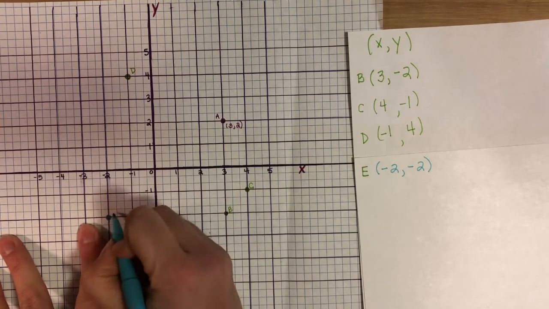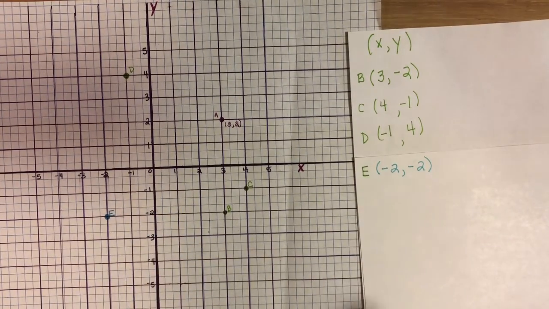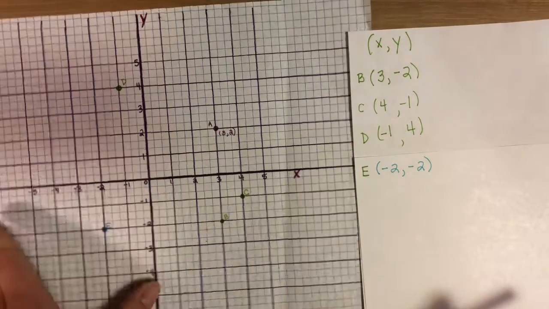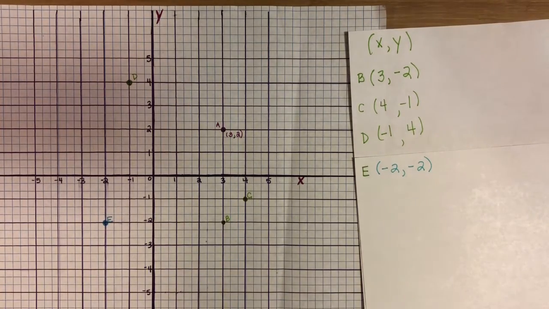So that point would be called E. All you have to do when you have to label a point is you just got to put it right next to it. It's really not that big a deal. It doesn't matter which side you put the letter on. It's just putting the letter right next to the dot so that you know that that's the dot's name.